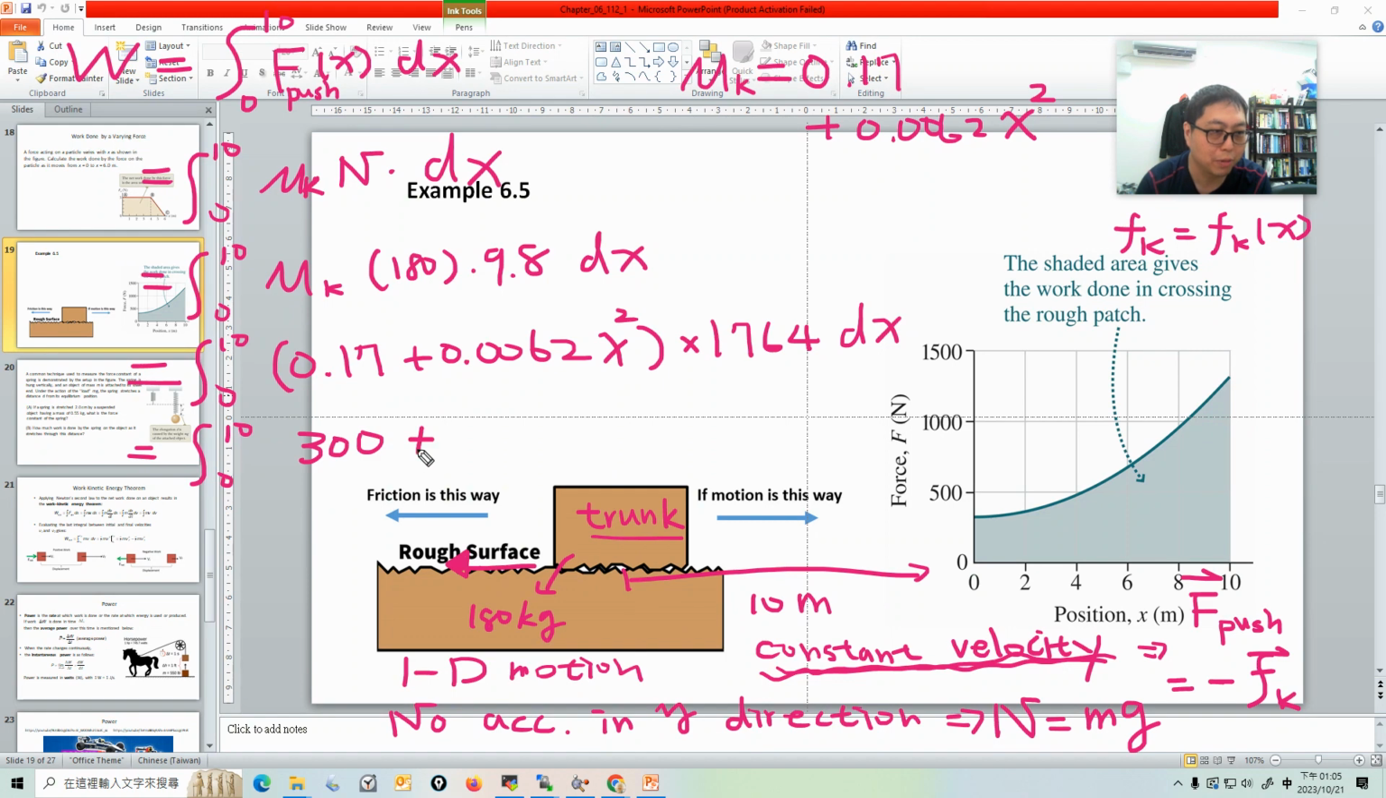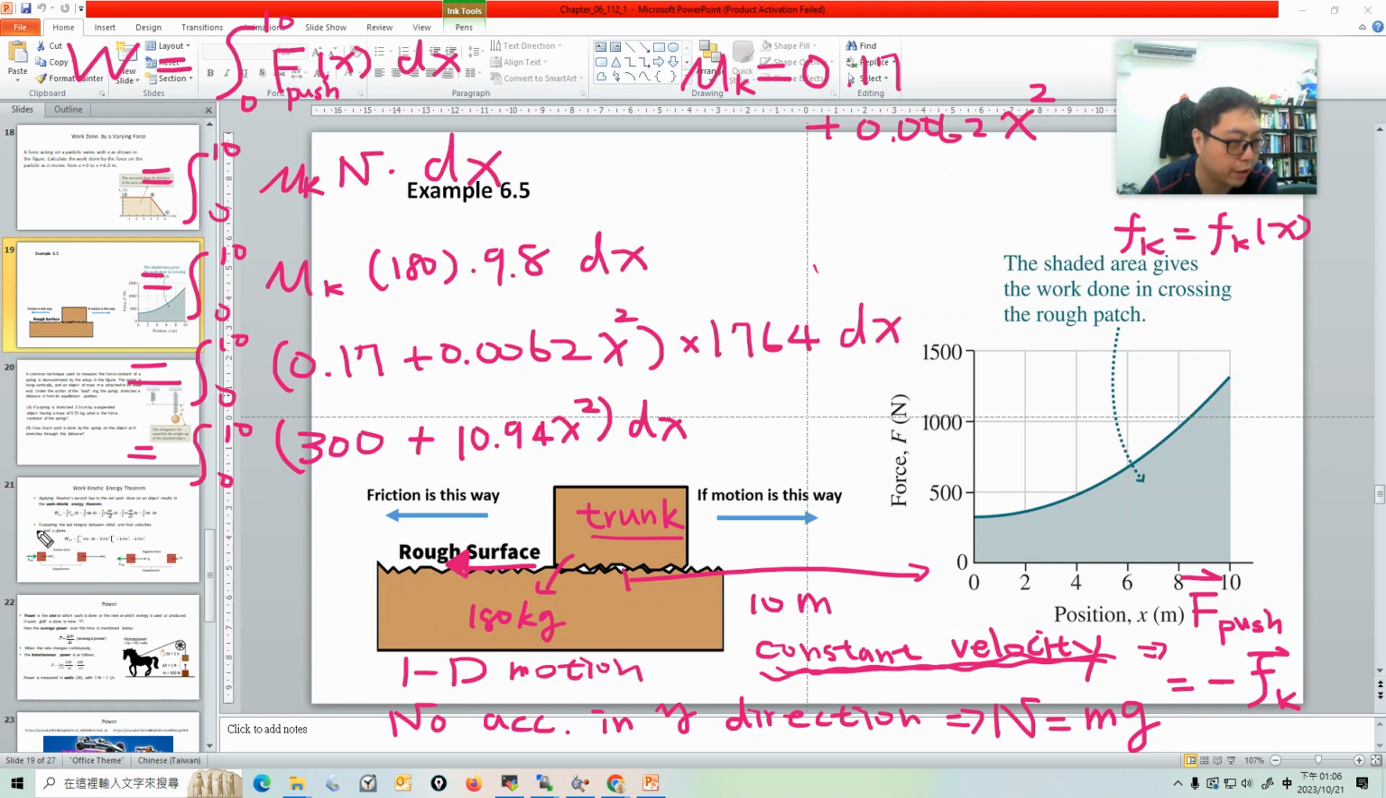Okay, so plus 1764 times 0.0062. So it's 10.94 x squared dx. Okay, so we finally have to do the integration of this, and we will find the work you have to do on this object to maintain a constant velocity motion. So the integration also obeys the distribution law. There are two terms in there, so we just do it slowly.